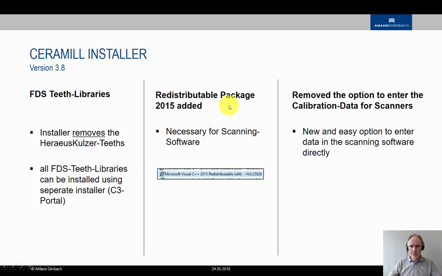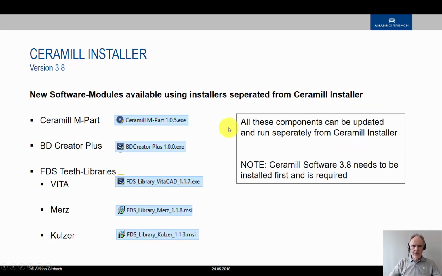Also during the installation process we have a redistributable package which is automatically added. Sometimes I experience that it's necessary to reboot the system, and then the installation process starts automatically and continues with the processing. The options for the calibration of the scanner have now been changed a little, and we now type in the scanner calibration data automatically during the process of calibration and calibrate in one step, which before was necessary in two steps. The separate components you can see here.